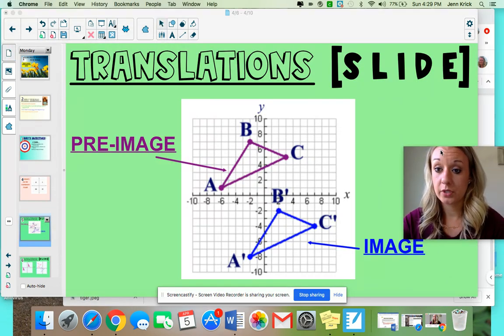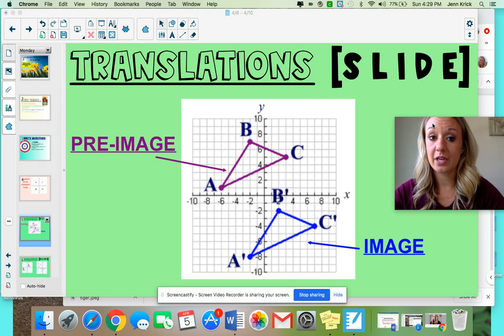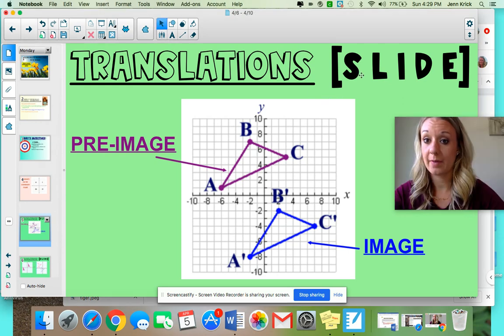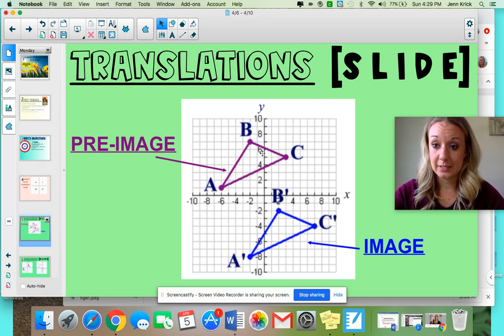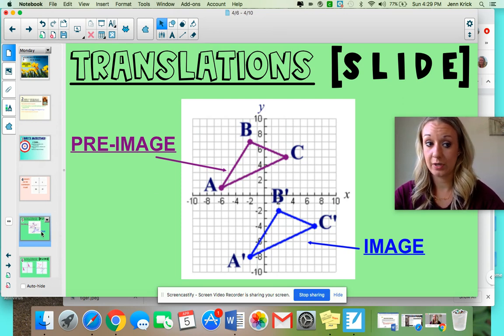Okay, let's get started. This was the first transformation that we learned about. When we're talking about translations, we are talking about a slide. Okay, so we know that this is our pre-image in purple because it's just ABC, and then this is our image because it has A prime, B prime, and C prime. This is in blue. It slid from my purple to my blue. Because it slid, that's a translation.